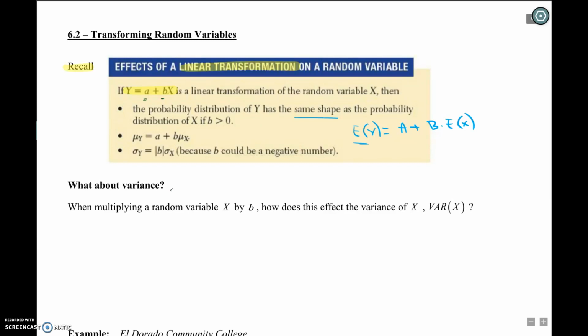And then measures of spread are just multiplied by b. So if the standard deviation of x is that, you multiply by b to get the standard deviation of y. Or standard deviation of y is the absolute value of b times the standard deviation of x. Absolute value, because remember, standard deviation can't be negative. Okay, and we could do similar things with the median and IQR, but usually we only talk about the mean and standard deviation of random variables.